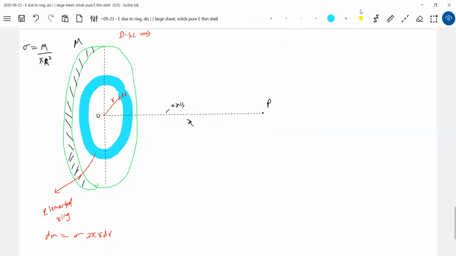So what is the field strength? First, due to that elemental ring, let that be dE. What should dE be equal to? Let this be theta. Now, directly, if you can write the formula, you'll be on the safer side. Don't derive it again for the elemental ring. What is the formula for an elemental ring?